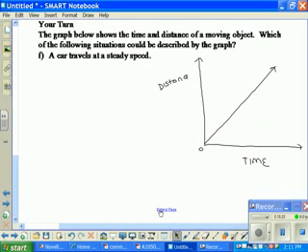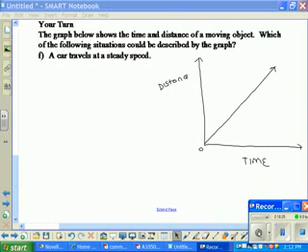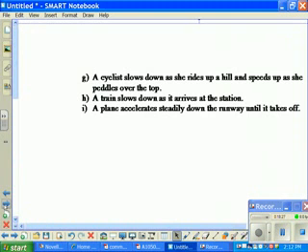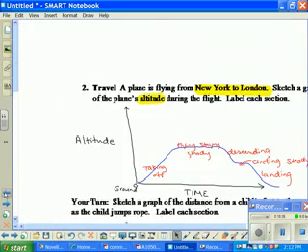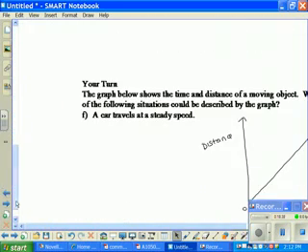So take a second, think about it, and pick the right one. My options are a car traveling at a steady speed, a cyclist slowing down and speeding up, a train slowing down, or a plane accelerating and then taking off. What do you think? F. Good. F is your answer.